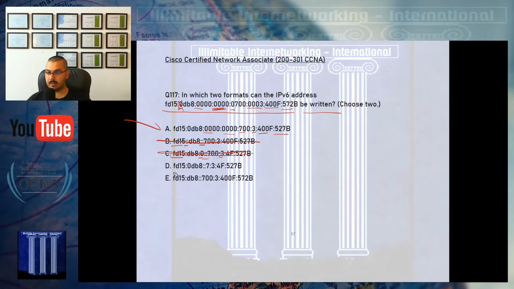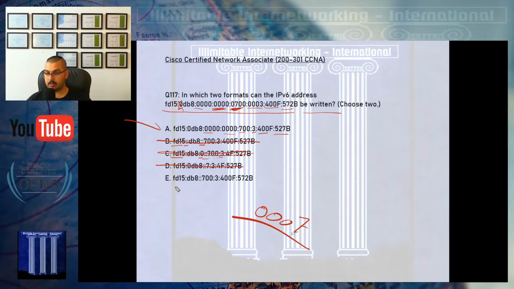either the left or the right, depending on the mechanism. Okay, D, FD15 is good, 0db8 is good, a colon, then 7, so that will be a colon for these guys, and 7 only should stand for this guy. It will not stand for this guy, definitely. So this will be a different address.